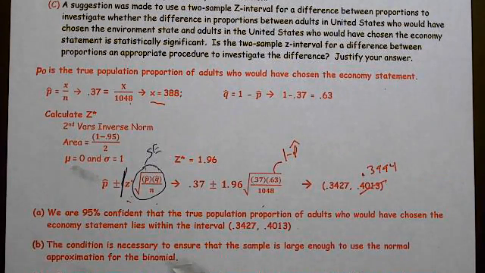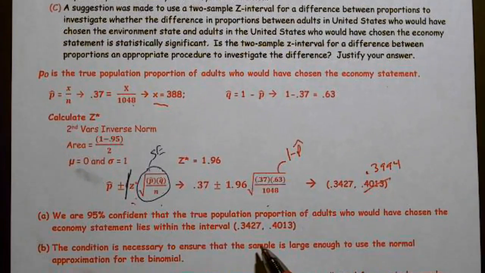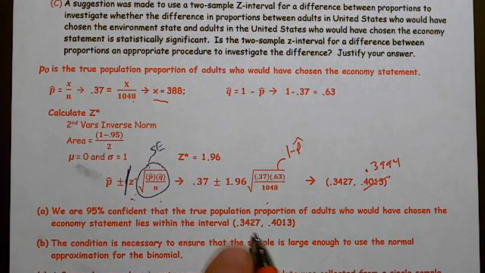All right. But I'm going to tell you that because it's both positive, this is statistically significant. Because both values are positive, it's like more people prefer the economy statement over the environment statement.